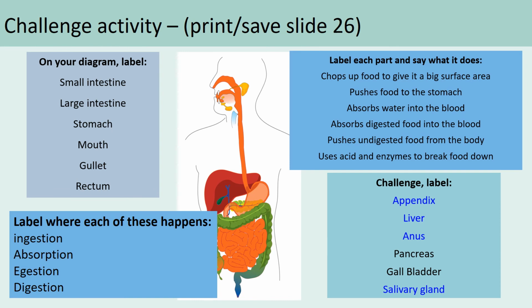Okay, so the functions part, hopefully we've got chops up the food to give it a big surface area. That's going to be the mouth. Pushes food to the stomach, that's going to be the oesophagus or the gullet. Absorbs water into the blood, that is the large intestine. Absorbs digestive food into the blood, that's the small intestine. Pushes undigested food from the body, that's going to be the rectum. And uses acid and enzymes to break down food, that is the stomach.